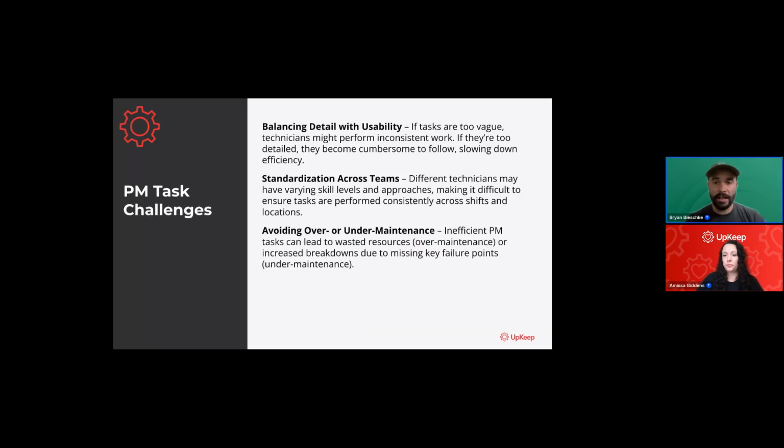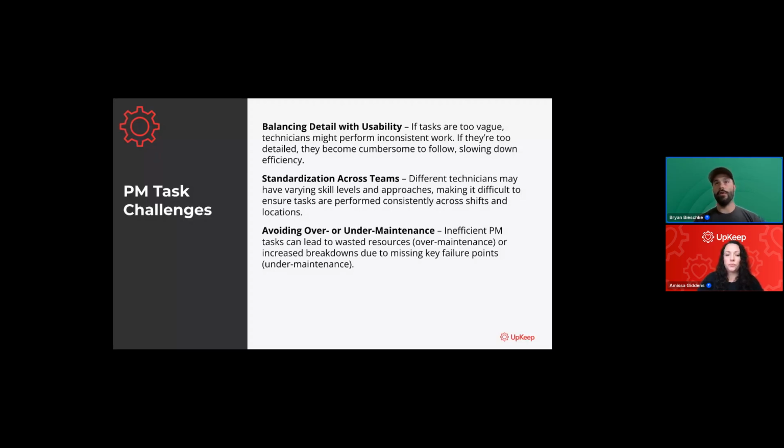All right, so task challenges, right? We have balancing detail with usability, right? I want to be super, super detailed in what I do, but I also want to make sure that it's transferable to all levels of a technician's understanding or to the appropriate information that's available, right? We don't want to be too cumbersome to slow them down, but we also don't want them to be too complicated and then we're not getting what we need, right? Standardization across teams. We have varying skill sets, like we said. So we want to make sure that the task and the structure is appropriate for all levels. And we'll talk about some good ways to understand those levels.